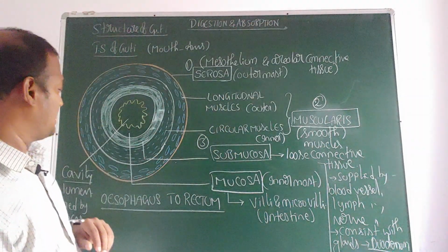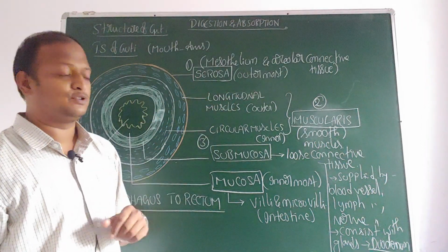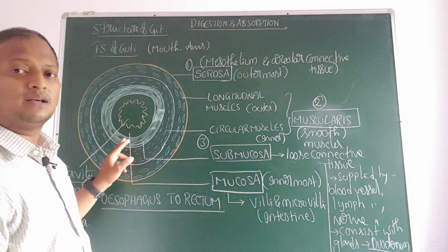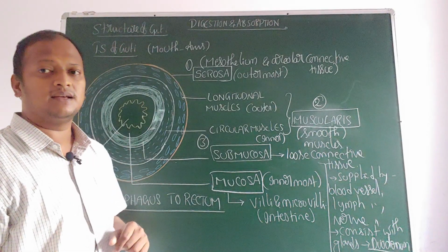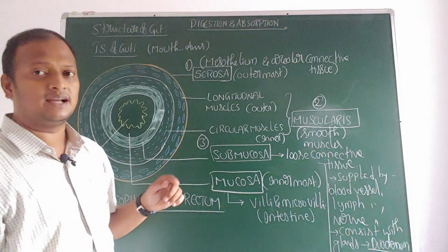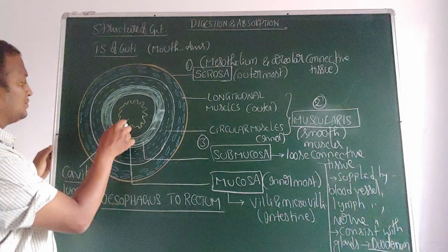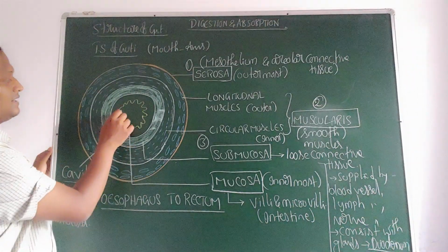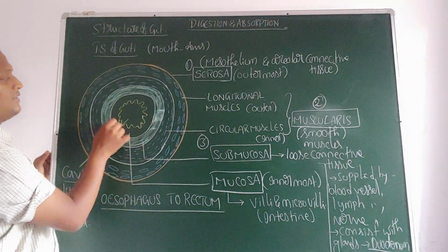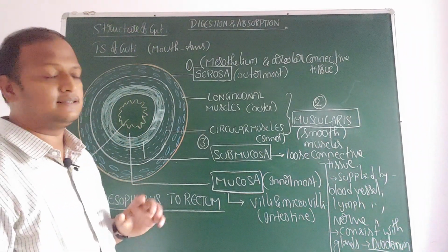Right, students? What is the outermost membrane? Serosa is the outermost membrane. What is the innermost membrane? Mucosa is the innermost membrane. Which layer covers the gut? The serosa covers the gut. Which layer lines the cavity of the gut? The mucosa lines the cavity of the gut. This is mucosa, this one is the lumen.